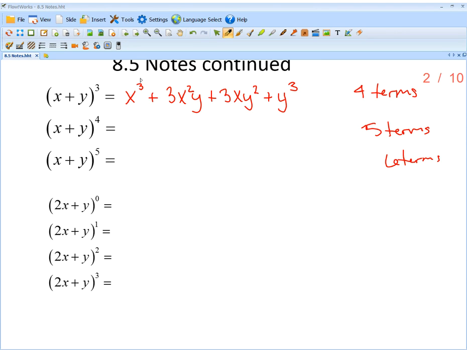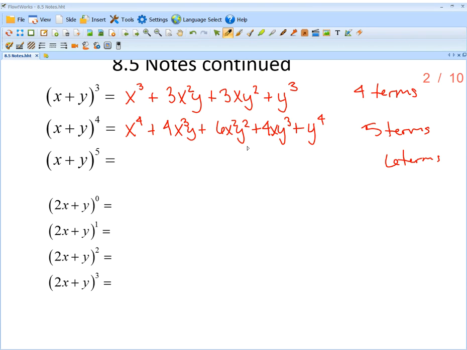Some other cool things happen. If you look at this first term, it's always the lead term to the degree. So it's x to the third. The last term is always y to the third. So here I know I'm going to have x to the fourth. We'll talk about how we get these coefficients. That's sort of a cool thing as well. But we're going to have x to the fourth plus 4 x cubed y plus 6 x squared y squared plus 4 xy cubed plus y to the fourth.